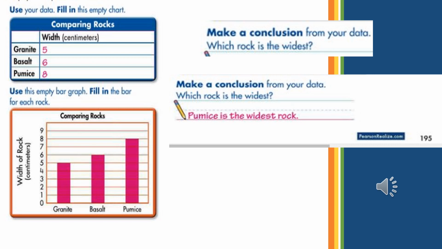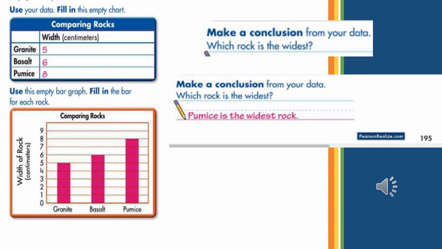Open it, please. Okay, can you remember the experiment of measuring the 3 kinds of rocks to see how wide each one is? Yes, now the time to show data. They recorded data, now the time to show it. They show it by using charts and graphs. The chart, you can see the simple table. It's written here granite, basalt, pumice, and the measurement of each one. Granite is 5, basalt is 6, pumice is 8 centimeters.